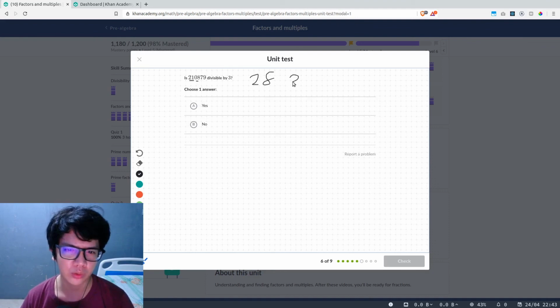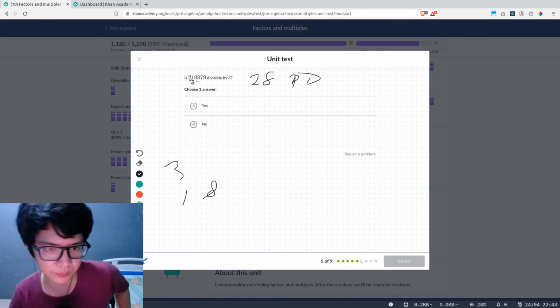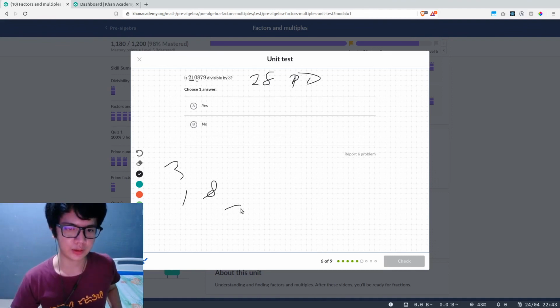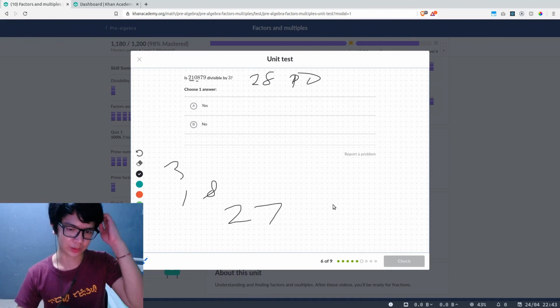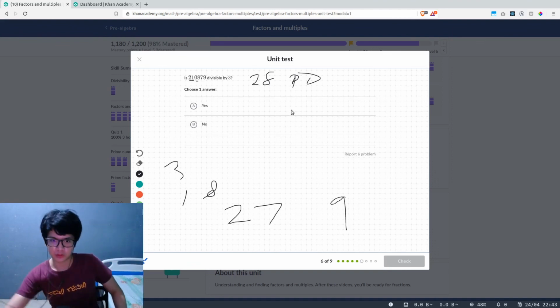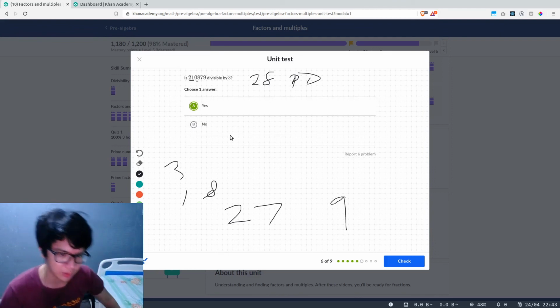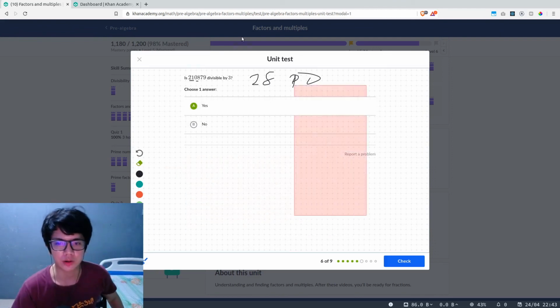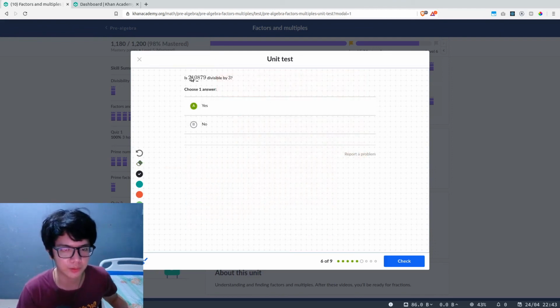So no. Let's see again. 8 plus 7 is 15, so 18. Right? 18 plus 9 is 27. It's actually 27. So it's 9. Wow, it's divisible by 3, yes. But anyway, let's try again. I could be wrong. I don't want to mess up.